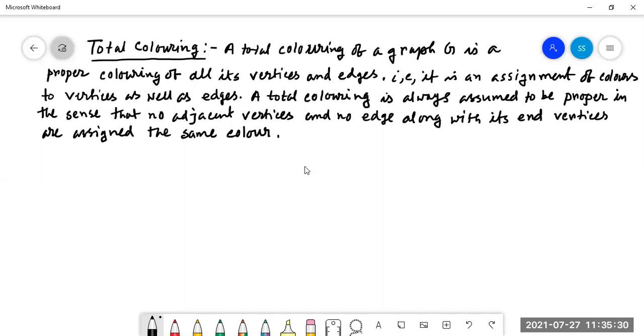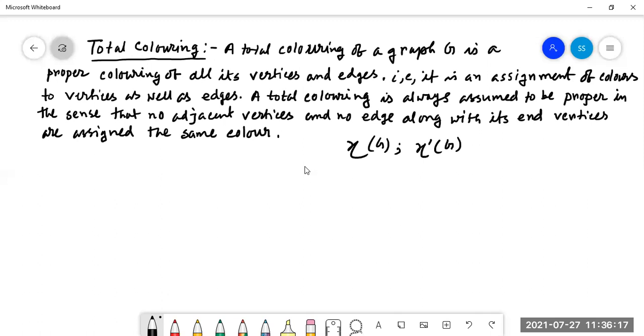For vertex coloring, we know that the minimum number of colors required to color all the vertices so that no adjacent vertices are in the same color is called the chromatic number of the graph, denoted by chi G. And for edge coloring, the minimum number of colors required to color the edges of the graph so that no two incident edges are in the same color is called the edge chromatic number, denoted by chi dash G.